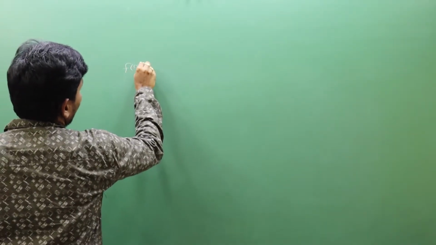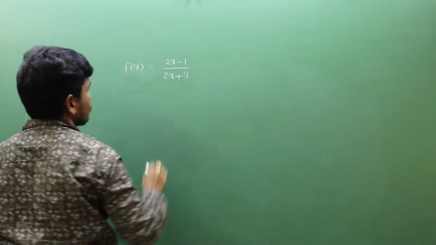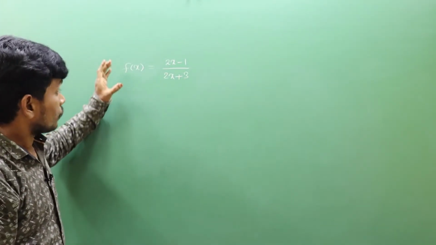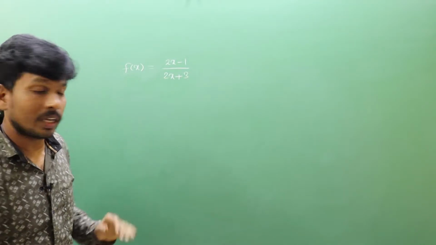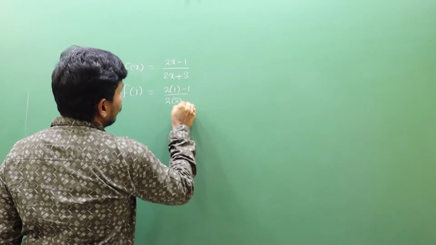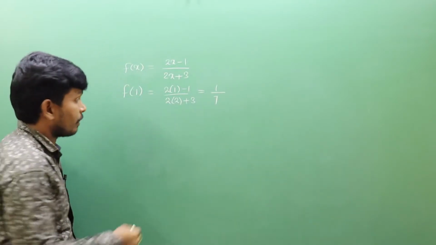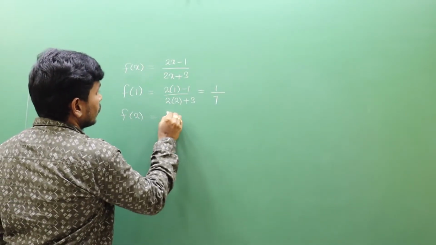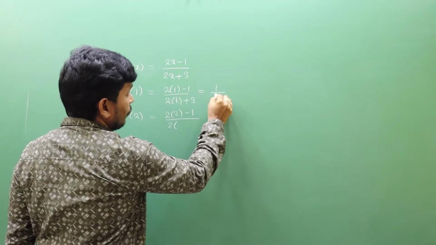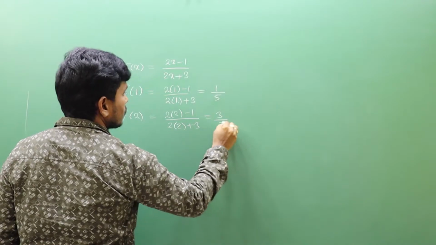f of x is equal to 2x minus 1 by 2x plus 3. Find the terms in the sequence. Here you have to take the domain as only natural numbers. So f of 1 equals 2 into 1 minus 1 by 2 into 1 plus 3. So what did you get? 1 by 5. f of 2 is 2 into 2 minus 1, 4 minus 1, 3, by 2 into 2 plus 3, 4 plus 3, 7. So 3 by 7.